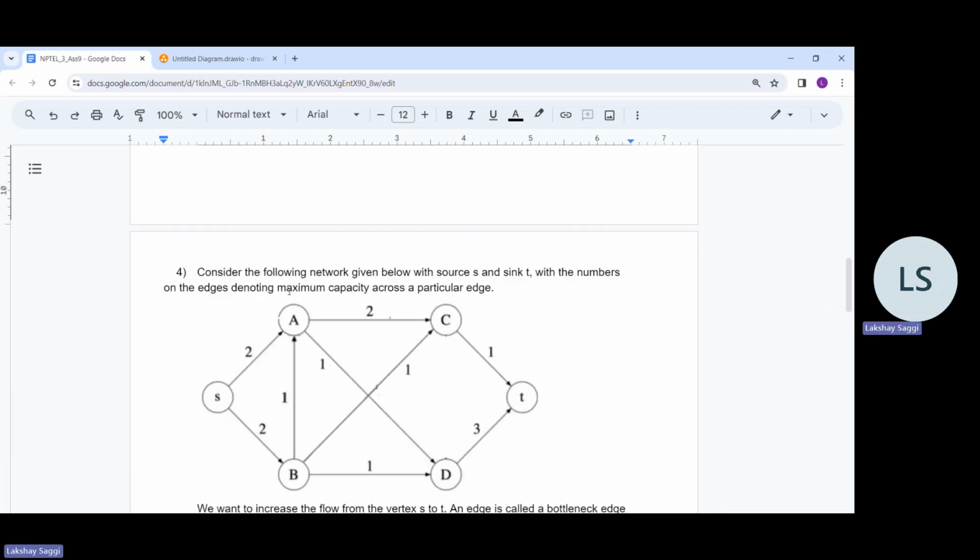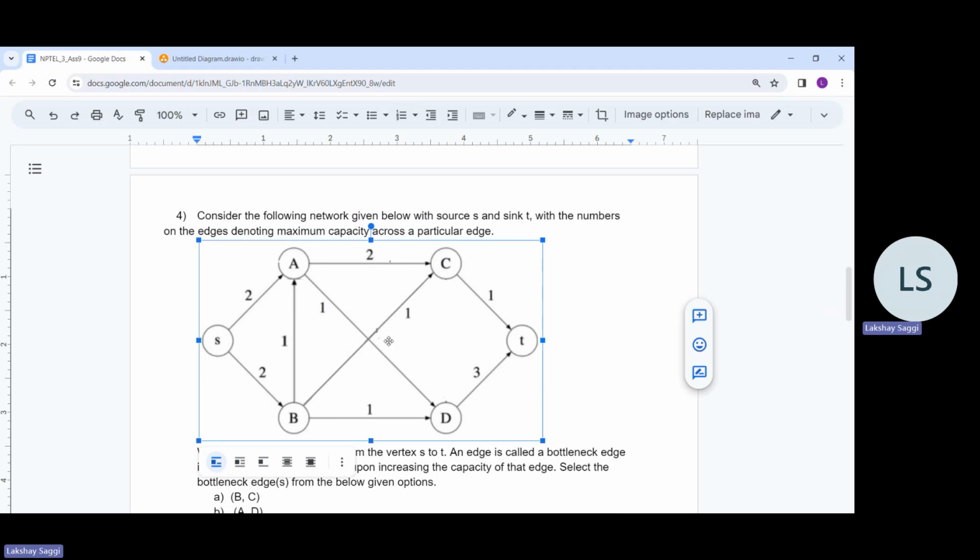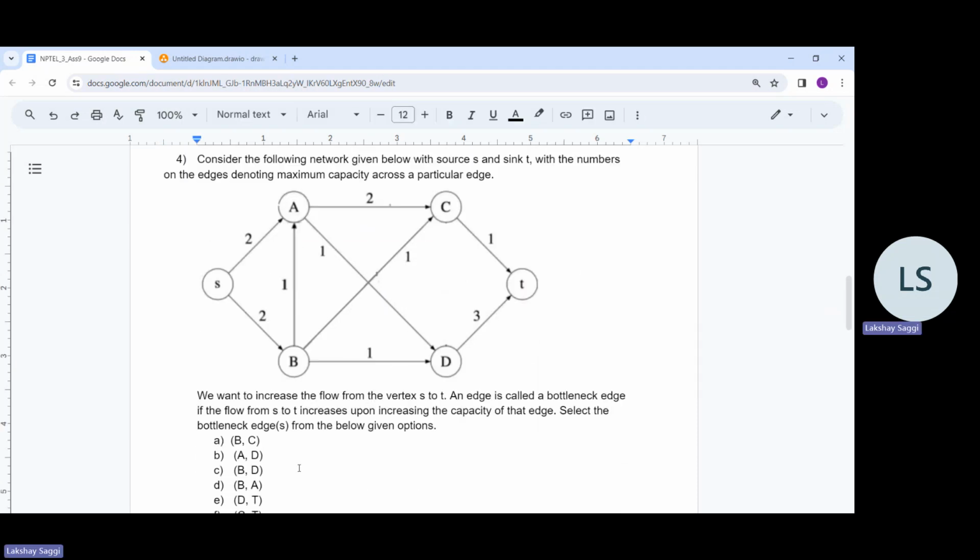The fourth problem says: consider the following network given below with source S and sink T, with the numbers on the edges denoting the maximum capacity across a particular edge. So we are given this network, and the number on each of these edges represents the capacity of that edge. And now we want to increase the flow from vertex S to vertex T.